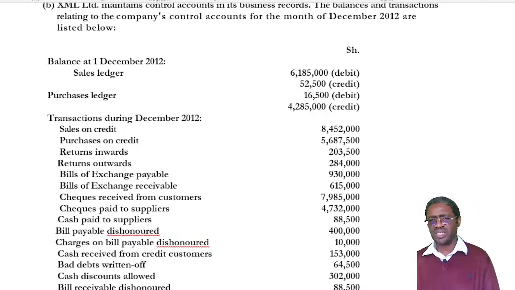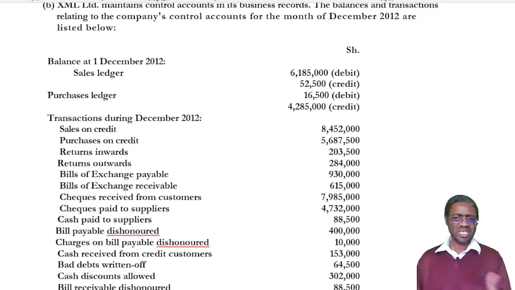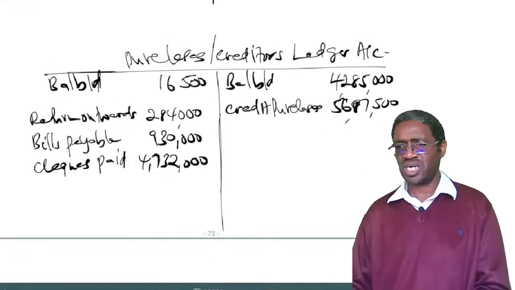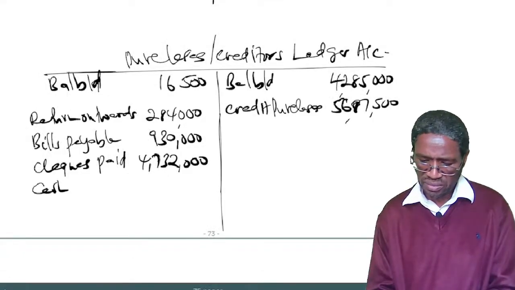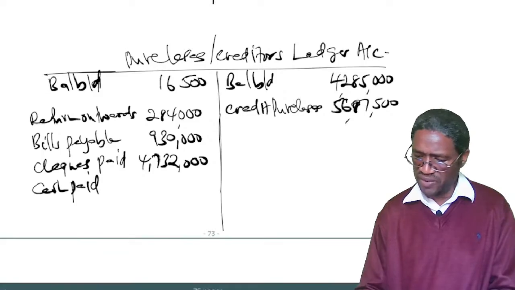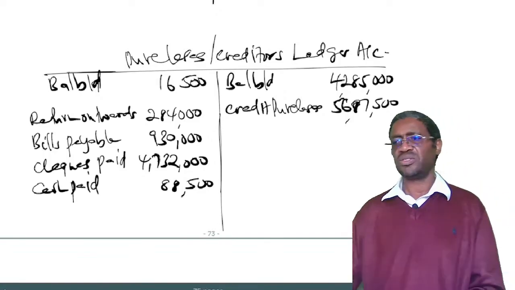Next one I can see cash paid to suppliers. The same. Cash paid to suppliers is the same as paying them by check. So we still go back here and debit. Cash paid to suppliers, 88,500. Good. You just come here and say cash paid. 88,500. Good. Next.